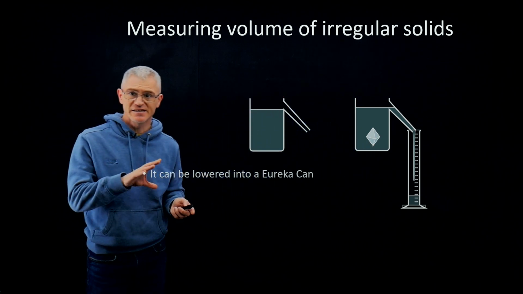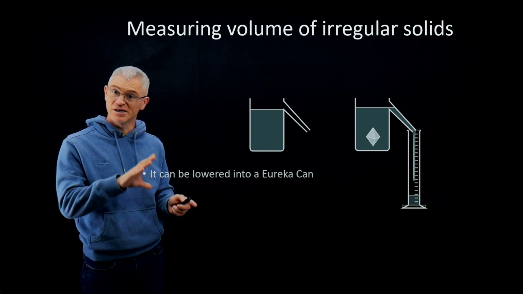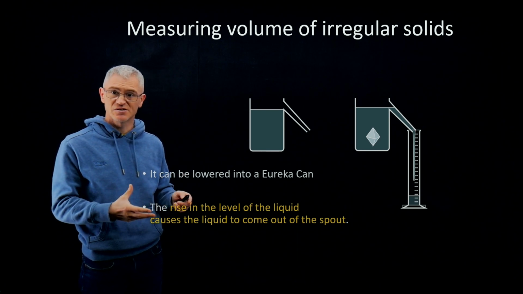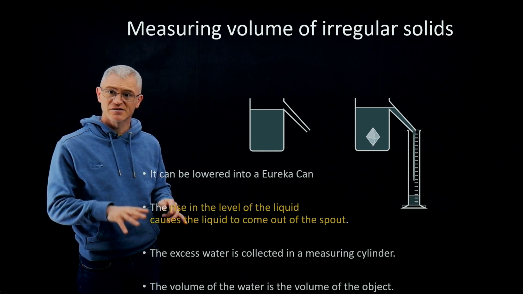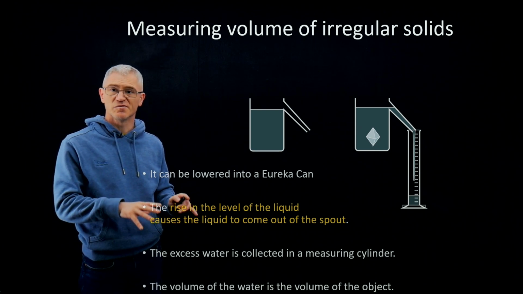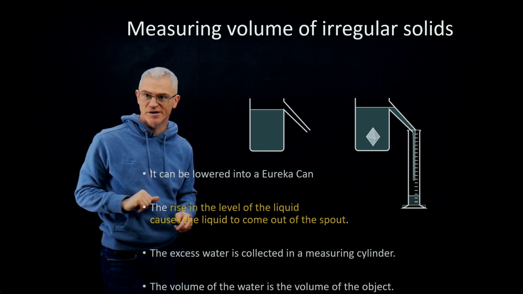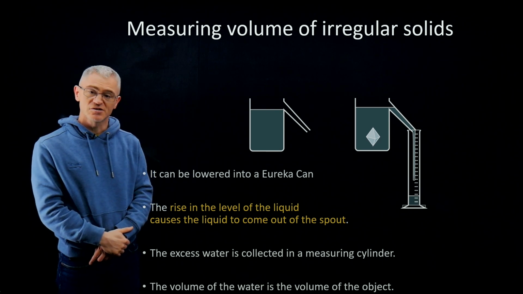Okay, so the 4 points you need are, it can be lowered into the Eureka can. The rise in the level of the liquid causes the liquid to come out the spout. The excess water is collected in a measuring cylinder, and the volume of the water is the volume of the object. Remember to fill this up to the edge of the spout if you're going to do it. Okay, so these are your points that you need to use a Eureka can.